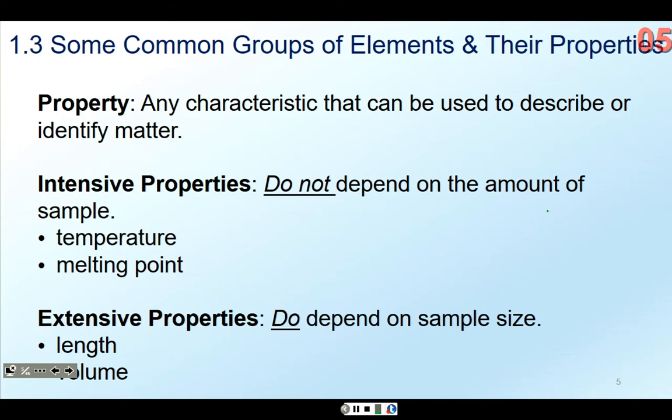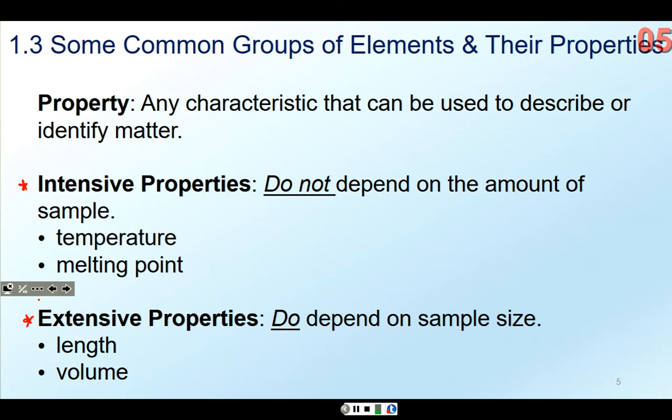Properties are going to be characteristics that we'll be using to describe or identify these different things. And there are 2 subcategories for these properties. They're either going to be intensive properties or extensive properties. Intensive and extensive is not something we always talk about, but it's sometimes informative to think about these things as the way we use them in identifying and describing matter.